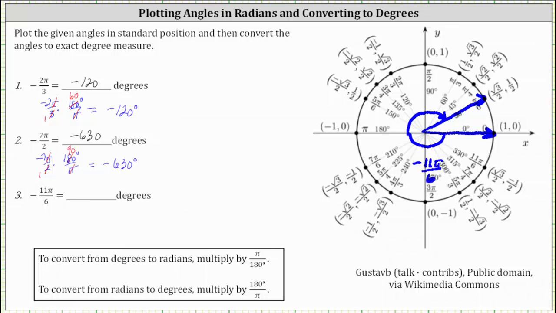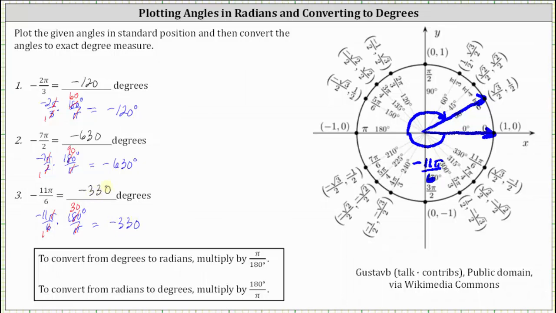And again, to convert to degrees, we multiply by 180 degrees divided by pi. Simplifying, pi divided by pi simplifies to 1. 6 and 180 share a common factor of 6. There's 1, 6, and 6, and 30 sixes in 180. We have negative 11 times 30 degrees, which is negative 330 degrees.